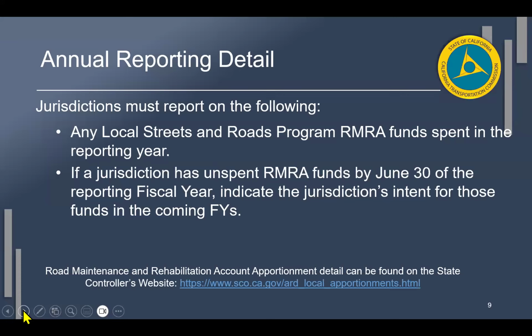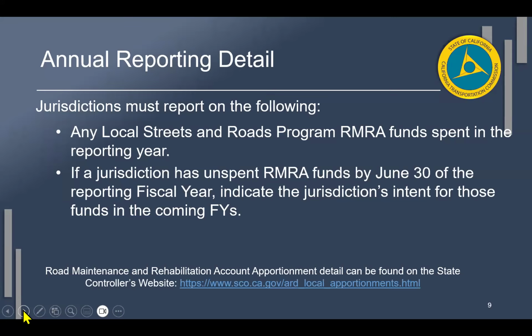You must report on the following: any local streets and roads RMRA funds spent in the reporting year. I know I sound like a broken record because I keep saying it, but it's because this is the most common question we get. So I would like to continue to reiterate that it is funds spent in the reporting year based on cost incurred, right? So if there's invoiceable work that occurred throughout the reporting year, but you don't pay that invoice until September or August, but it was for all the work that was performed in May and June, you're still counting that as RMRA funds spent in that fiscal year.